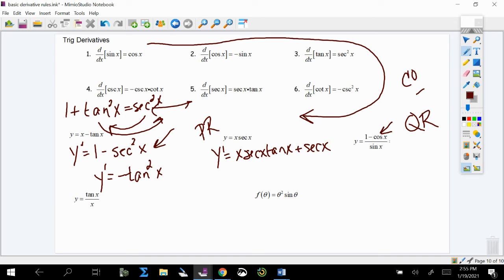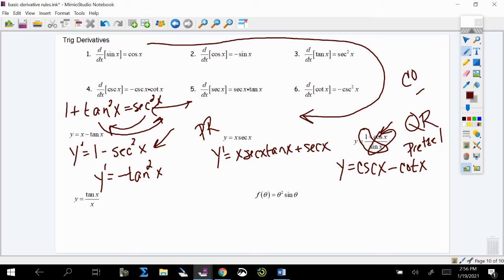One other thing you could do is you could actually pretzel this, and you could split it into 2 separate pieces. So what I mean by that is you could split it into 1 over sine. 1 over sine is cosecant. You should know your basic reciprocals. And cosine over sine is cotangent. So you could do that.